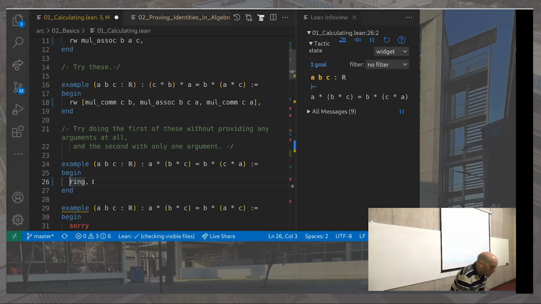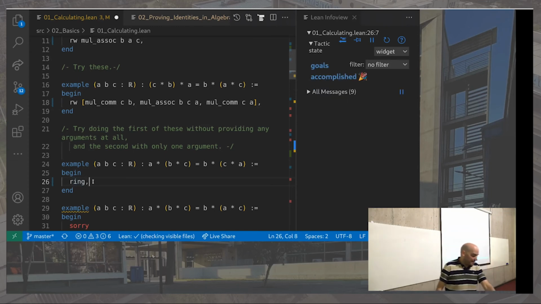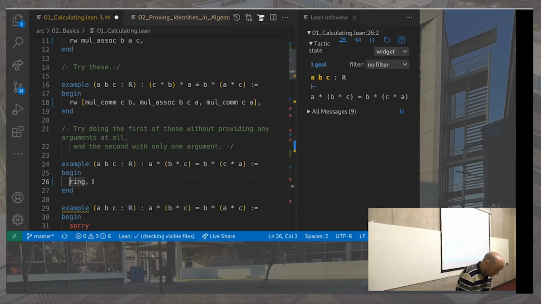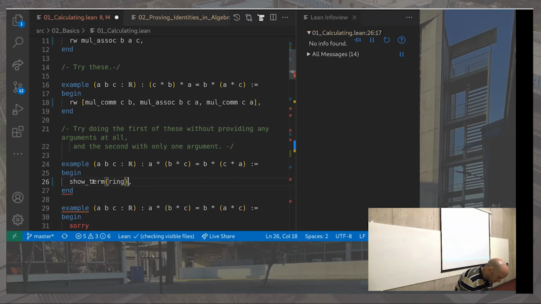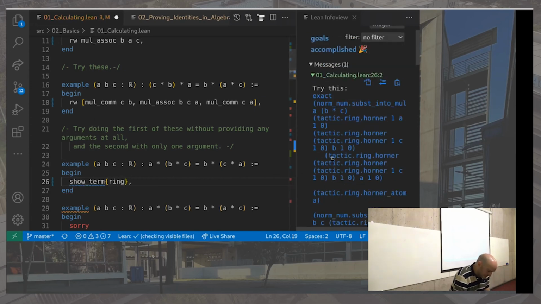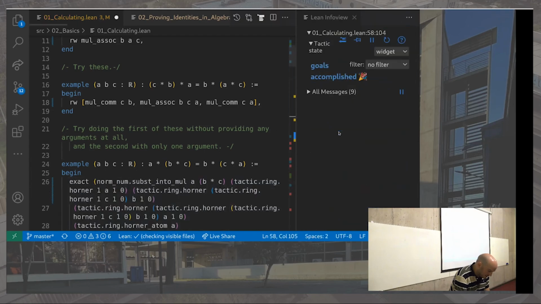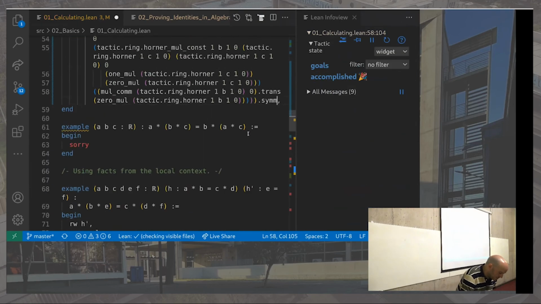Okay, so when we write ring and Lean is happy, it says goal accomplished, we don't see any computation. But under the hood, the elaborator produced the proof. So I think that it's a good idea to show you at least once the real proof produced by a tactic. Okay, this is the very nice proof produced by ring. Oh. Yeah, exactly. Not very interesting, no.